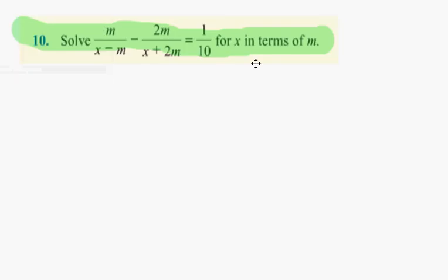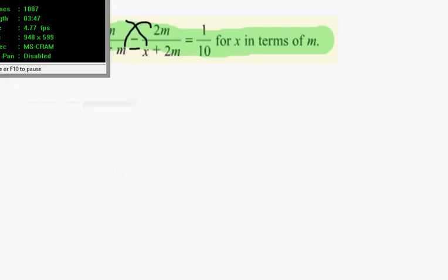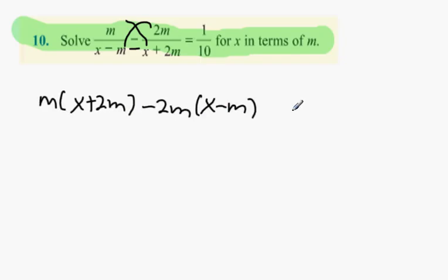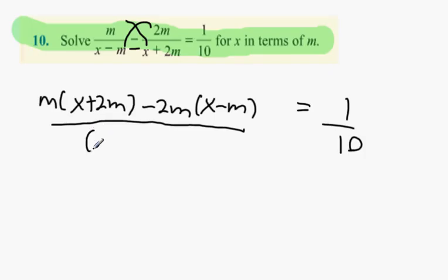Once again, I'm going to do the 3 lines method, okay? Just because for me, I just think it makes it really easy. You just follow everything. There's pretty much no thinking involved, okay? So all you got to do is m into x plus 2m minus 2m into x minus m. All of that equals a 10th. And on the bottom, we're going to have x minus m, brackets, x plus 2m.